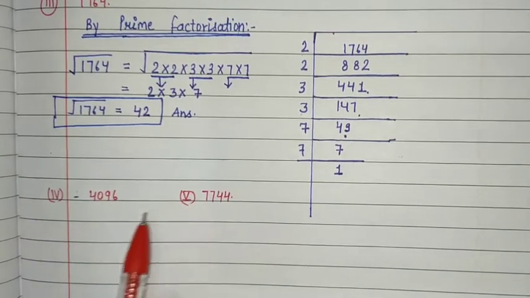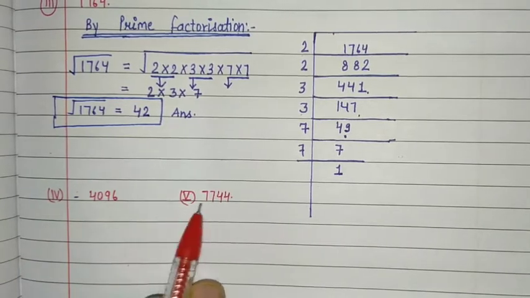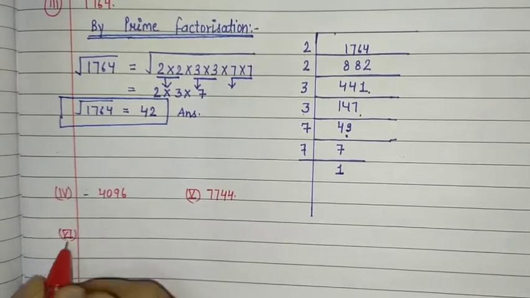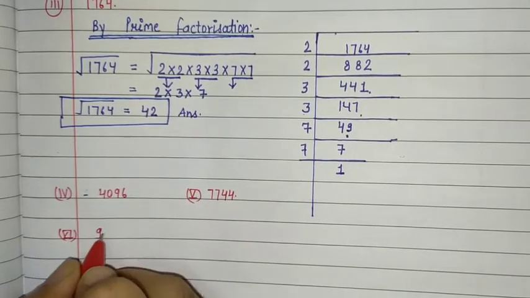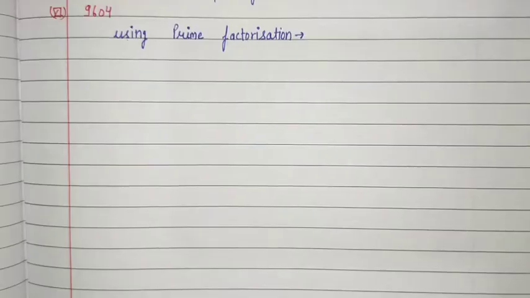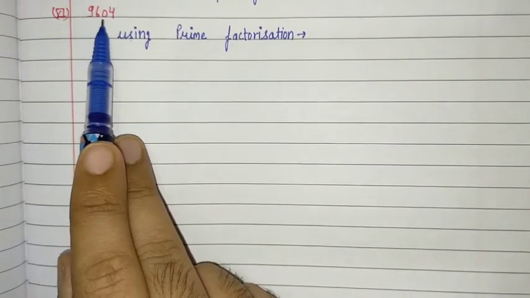Now the fourth and fifth parts are the same, so you can do them yourself. This is your homework. Now move to the sixth part. The sixth part is 9604.